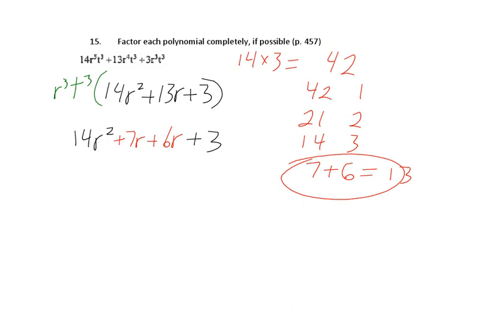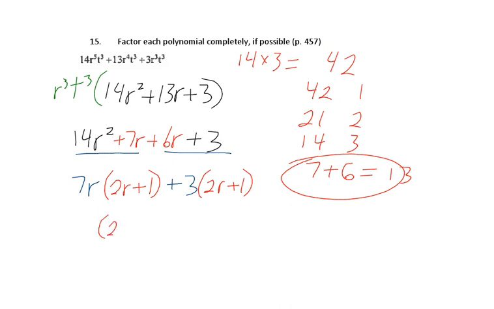We're now ready to factor by grouping. In the first group, we could factor out 7R. This leaves behind 2R plus 1. The second group, we can factor out 3. This also leaves 2R plus 1. The binomials are the same, so we can have 2R plus 1 and 7R plus 3. And then don't forget R3T3 comes down. And that is your answer.